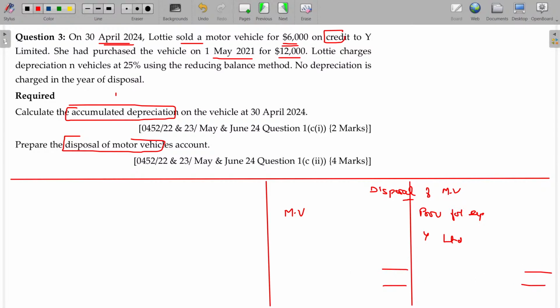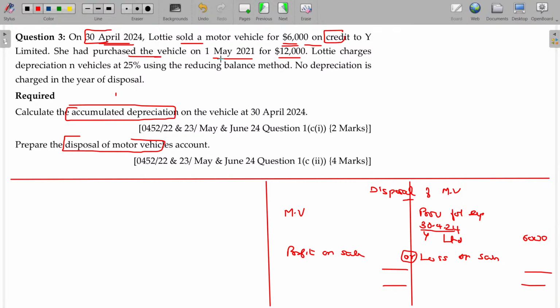In case you get the profit, it should be posted here. Profit on sale. If you get the loss, it will be posted here. Loss on sale. You will get one of these two, right? Either profit or loss. So Lottie sold the motor vehicle for 6,000 on this date, 30th April 24. The amount collected or recoverable from Y Limited being 6,000.